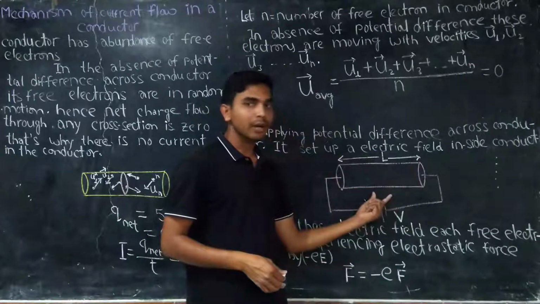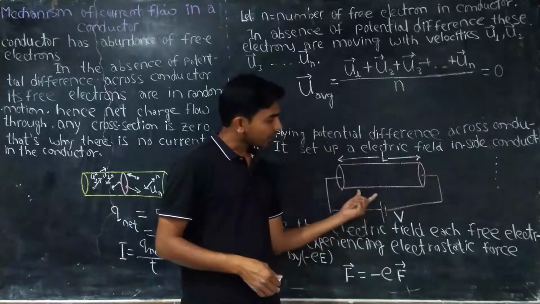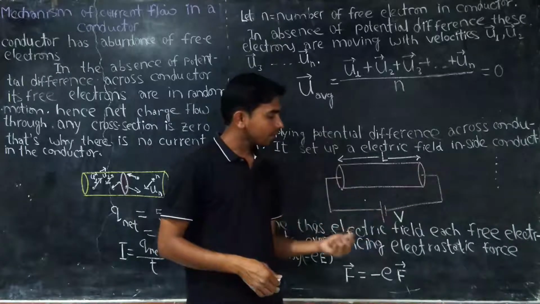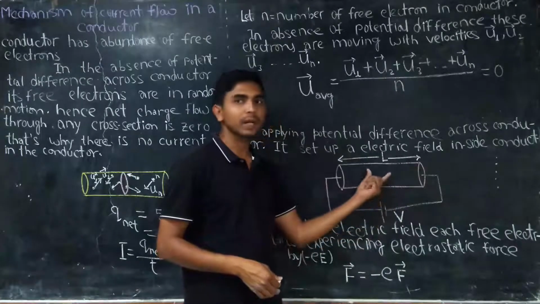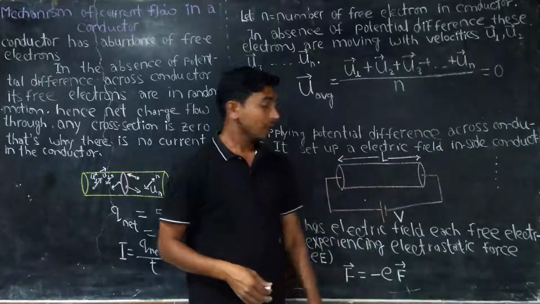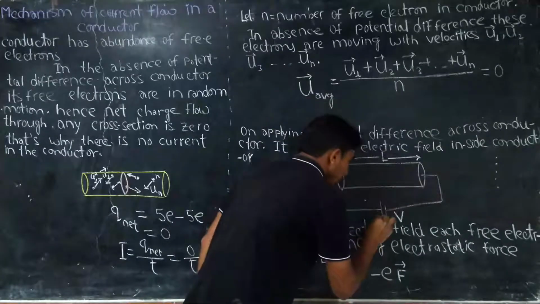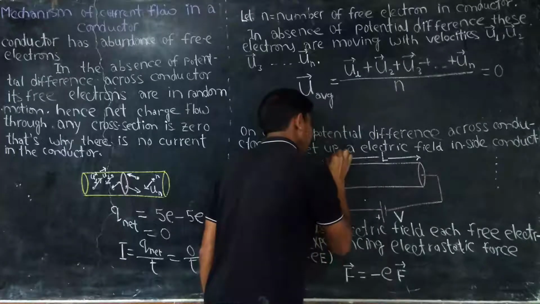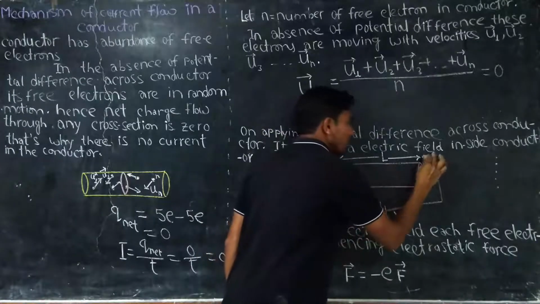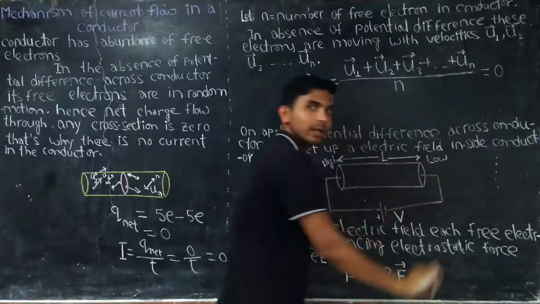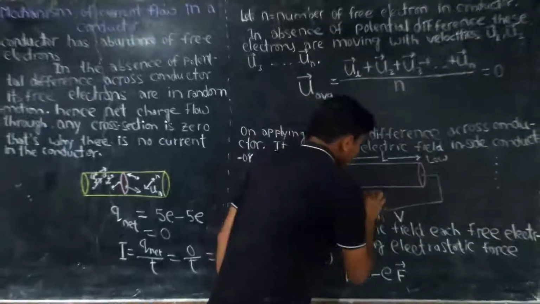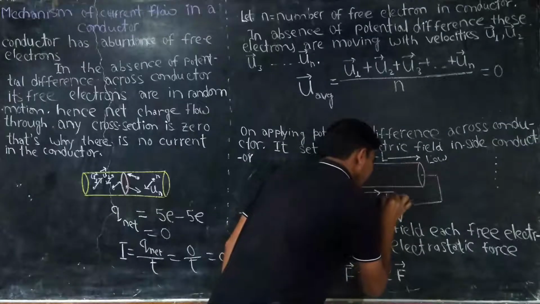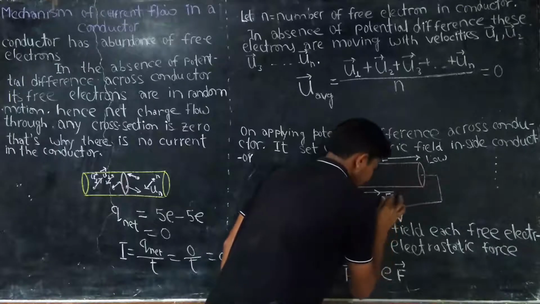So I connected the battery, and this battery has potential V, and the length of the conductor is L. This is the positive terminal, so this end is at higher potential and this end is at lower potential. So again there will be an electric field, and how much is that electric field?